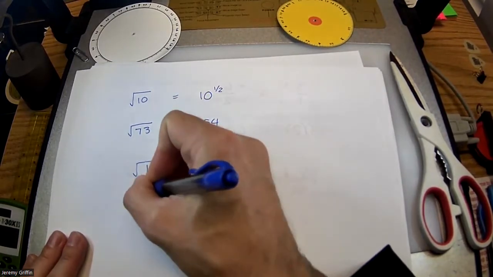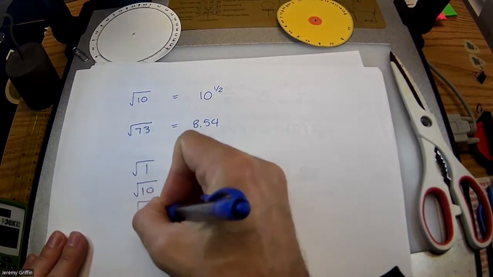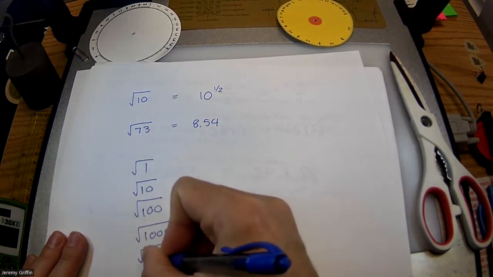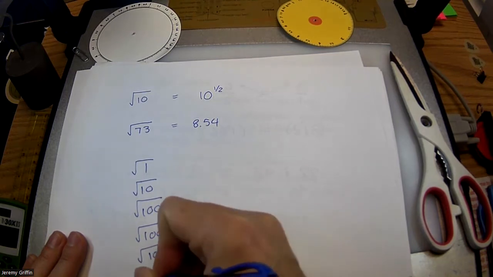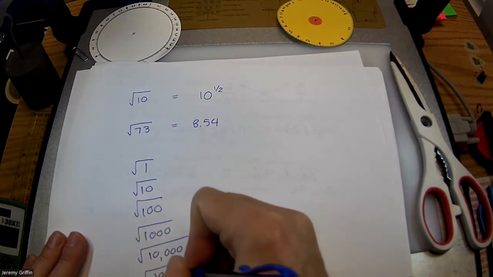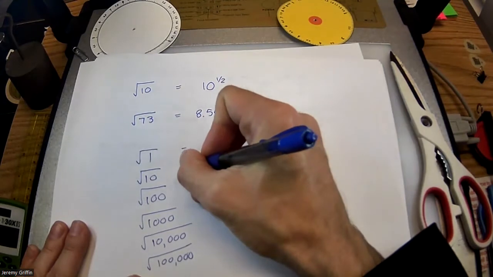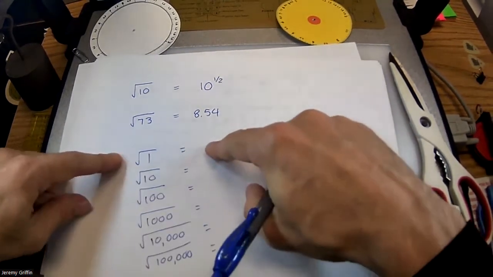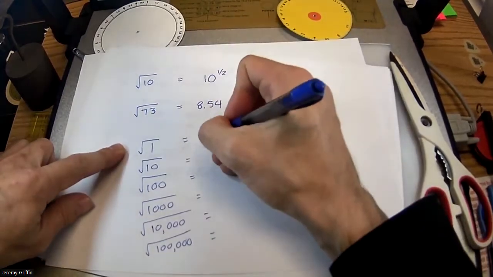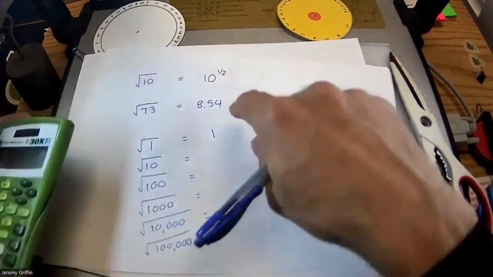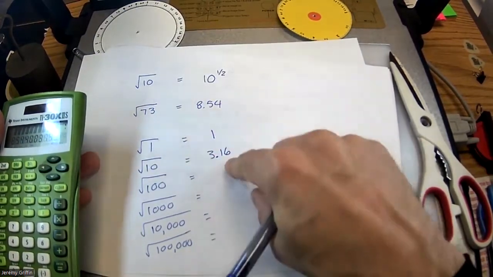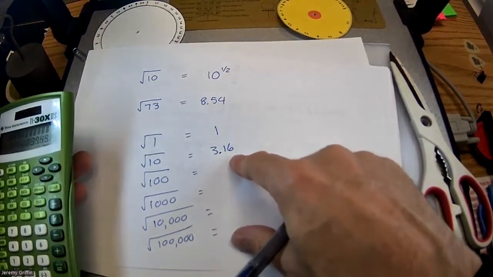Square root of 1, square root of 10, square root of 100, square root of 1,000. Let's do 2 more. 10,000, 100,000. I wonder what each of these numbers is equal to. Well, guys, square root of 1, what's that? 1. What's square root of 10? Well, we just did. Really close. It actually is really close to pi, isn't it?